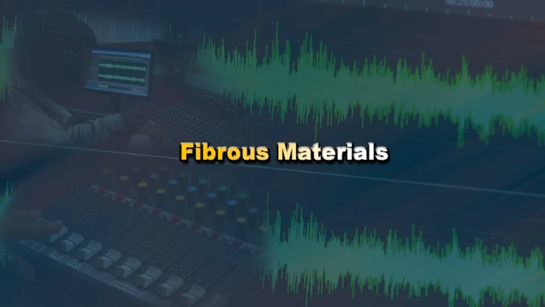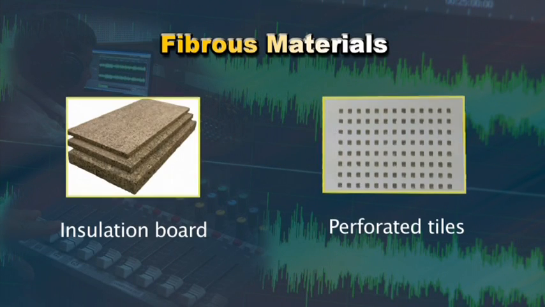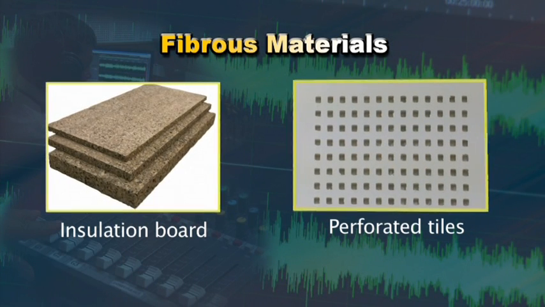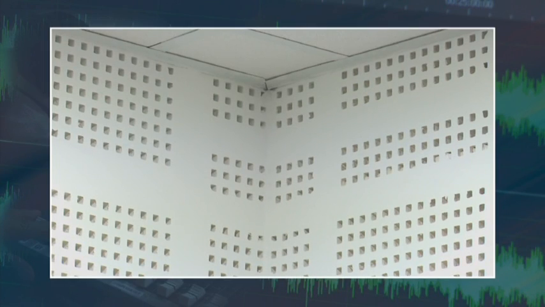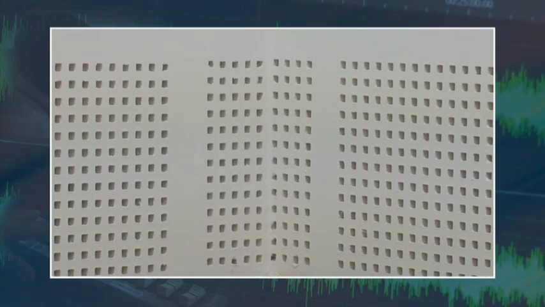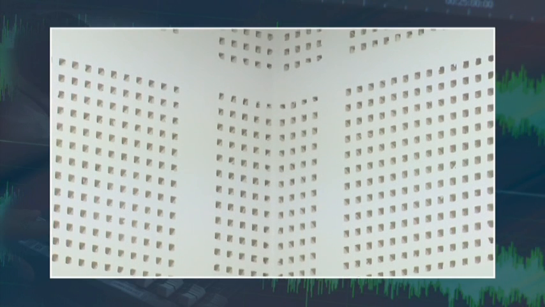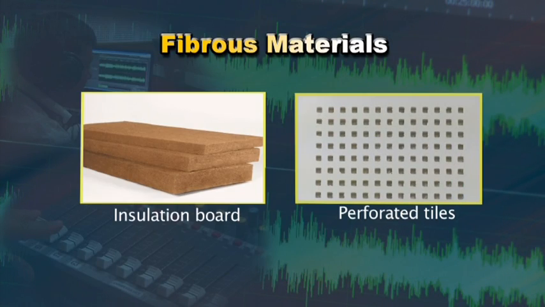Now let's talk about fibrous materials. Insulation boards, perforated tiles fall in fibrous material category. The tiny holes in the fibrous material act as traps which are responsible for the absorption of sound and dissipation of the sound energy. The absorption of these materials increases with increase in the softness of the material. These materials have very poor absorption on low frequencies.